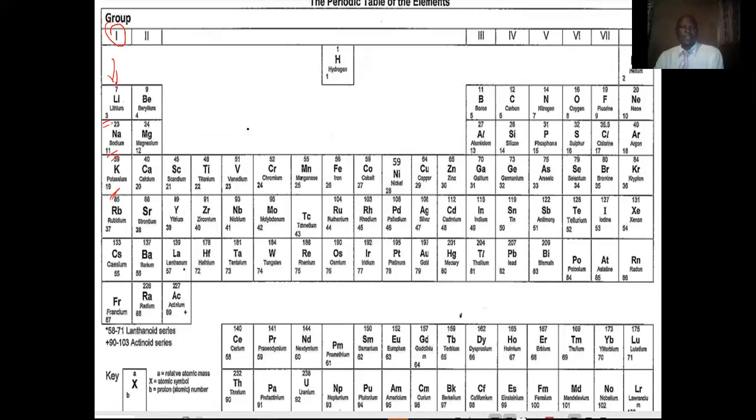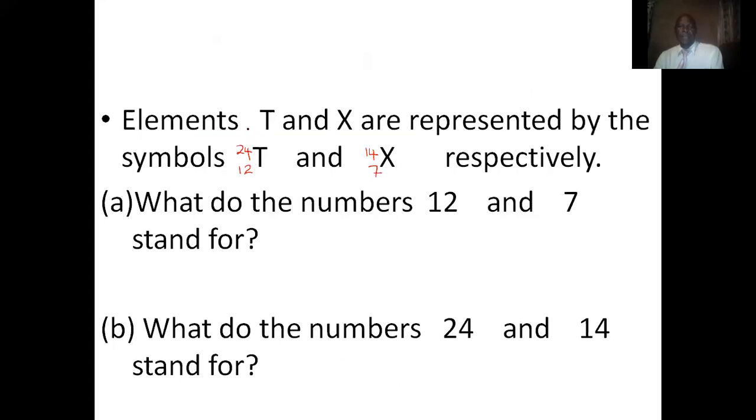Basically we'll look at the periodic table, and we'll use it to answer questions. The first part of the question is as follows. Elements T and X are respectively represented by the symbols T, with 24 on top and 12 down, and X, with 14 on top and 7 down. What do the numbers 12 and 7 stand for?